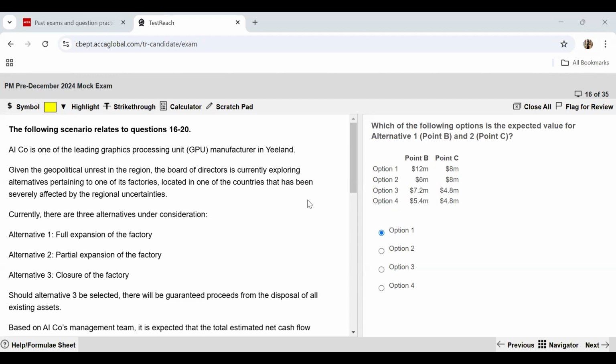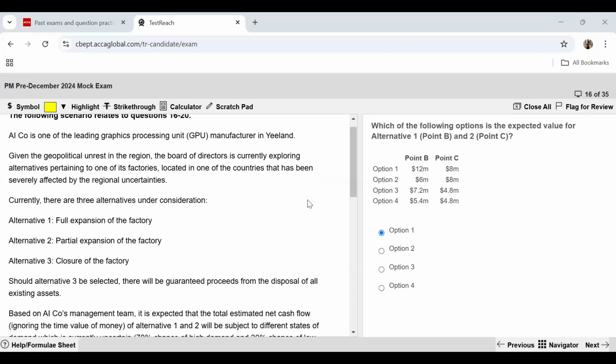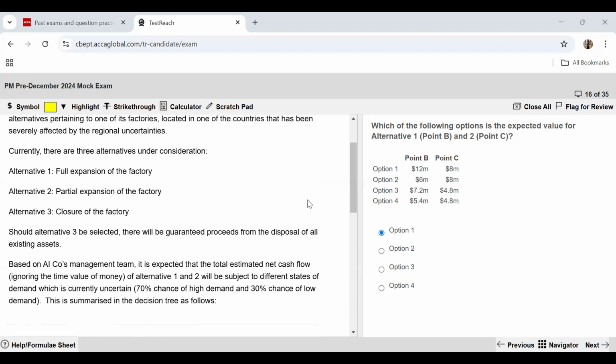AI company is one of the leading graphics processing unit GPU manufacturers in VLAN. Given the political unrest in the region, the board of directors is currently exploring alternatives pertaining to one of its factories located in one of the countries that has been severely affected by the regional uncertainties. Currently, there are three alternatives under consideration. The first option is full expansion of the factory. Second option is a partial expansion of the factory. And third option is the closure of the factory.